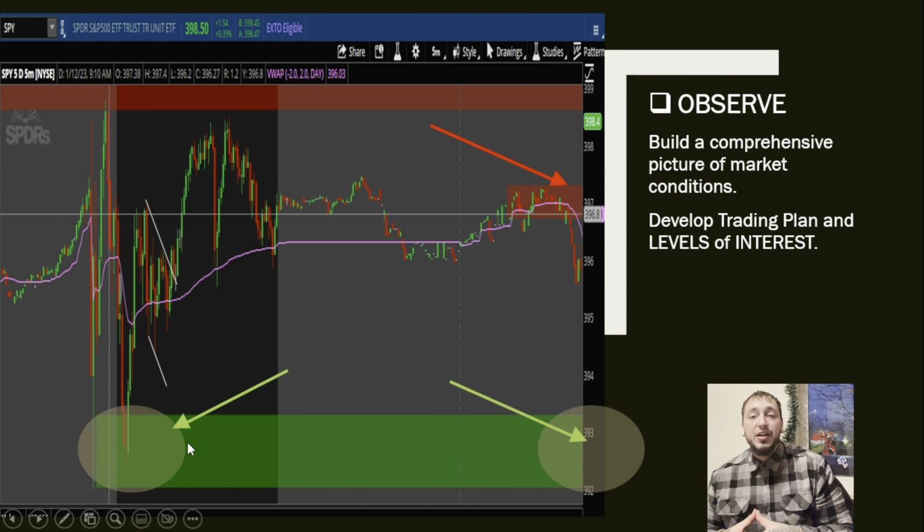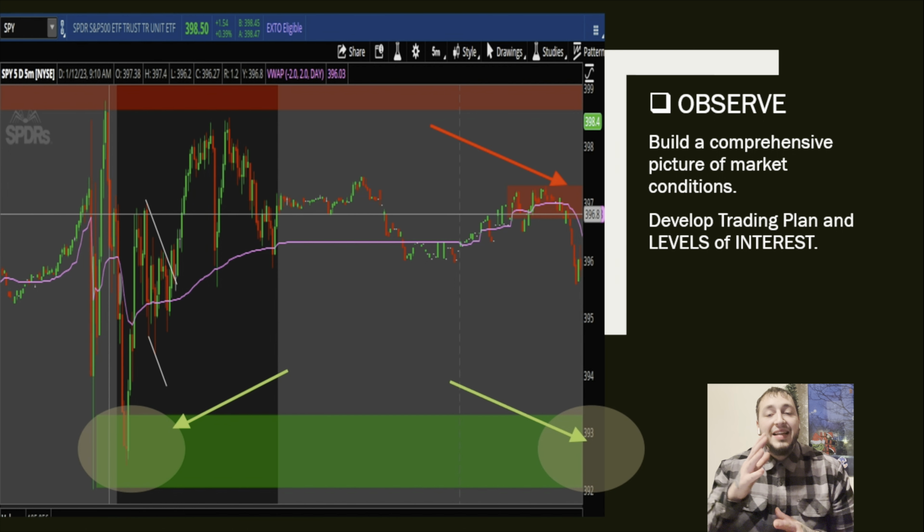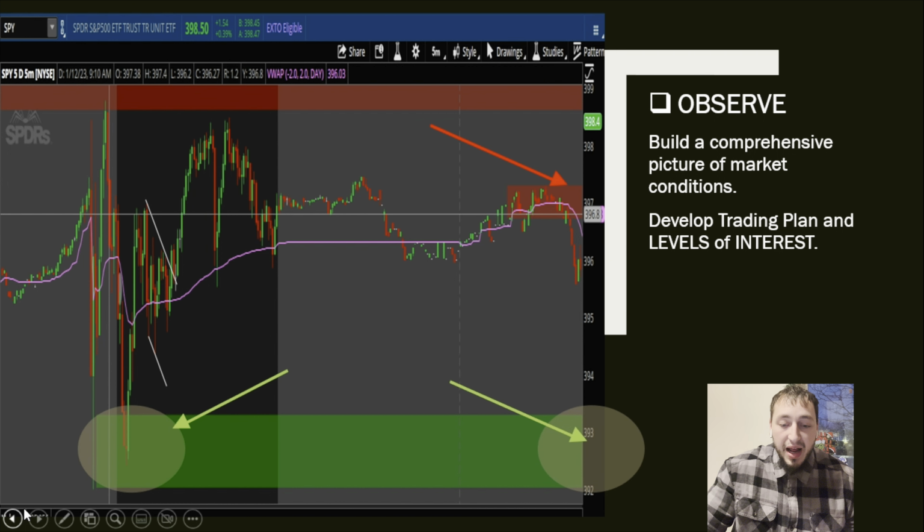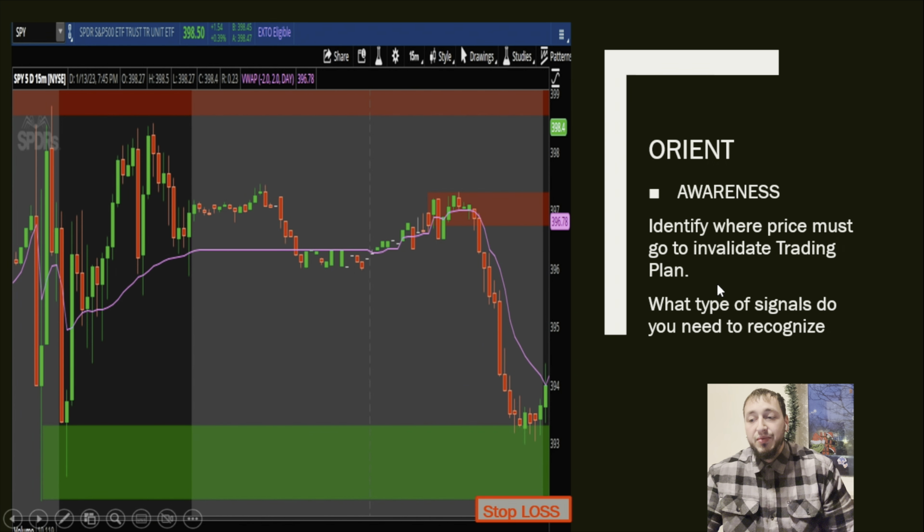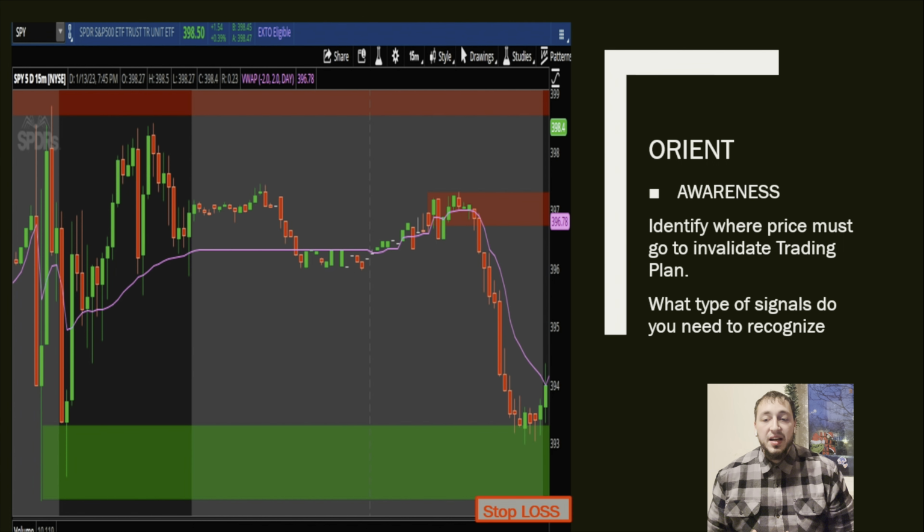So the first thing you want to do is identify your levels, identify your trading plan, and what it is that you want to do today. Number 2 is orient. This is awareness, where you need to identify where price must go to invalidate your plan. Notice the first thing you're doing is developing a trading plan. I know many traders, and I used to be one of them, that don't have a plan going into the day. If you don't have a plan going into the day, you will fail drastically.